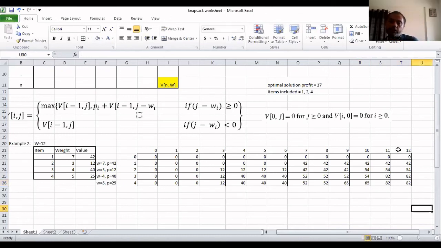So 12 minus 5 is 7. 52 plus 25, 77 we get. So the best is 82 only. Therefore, our optimal solution.